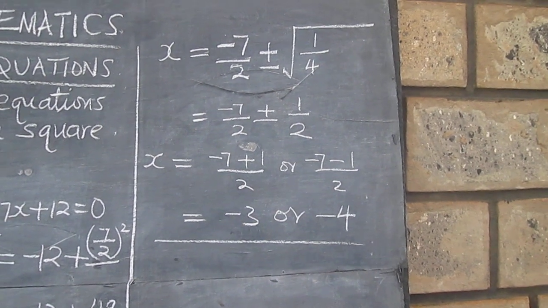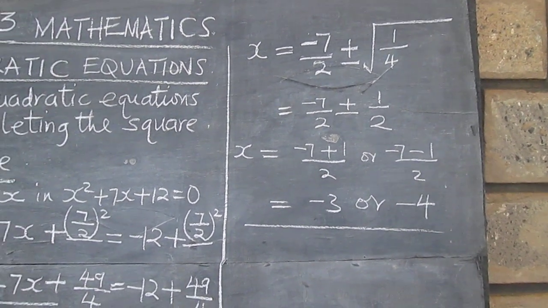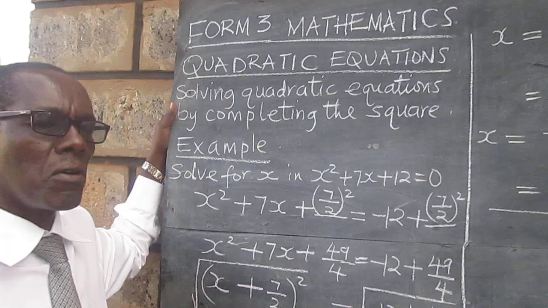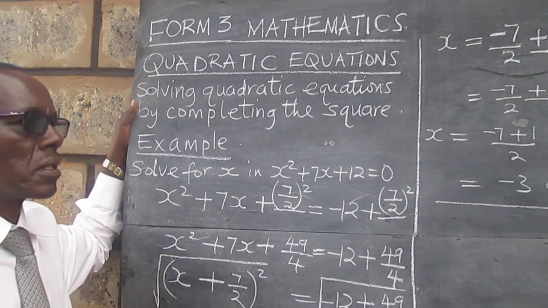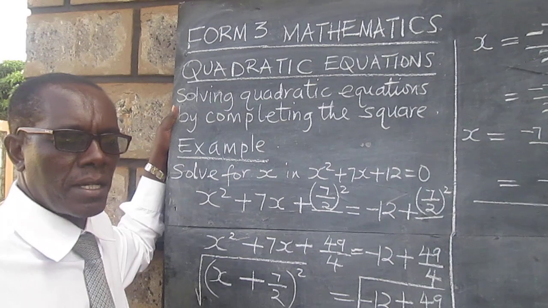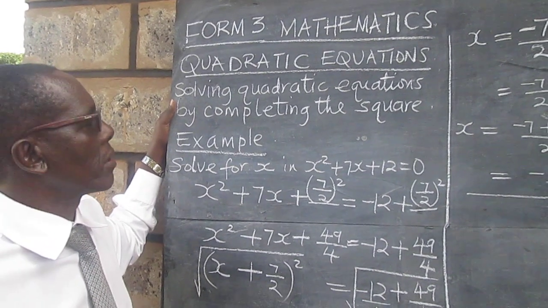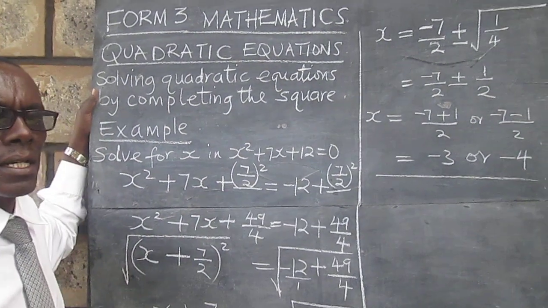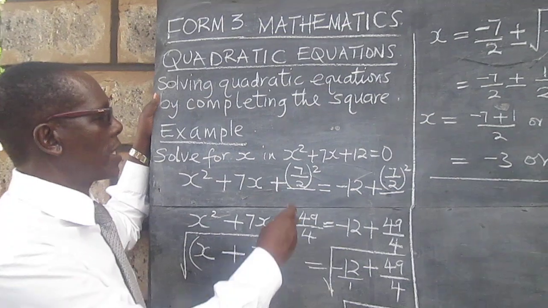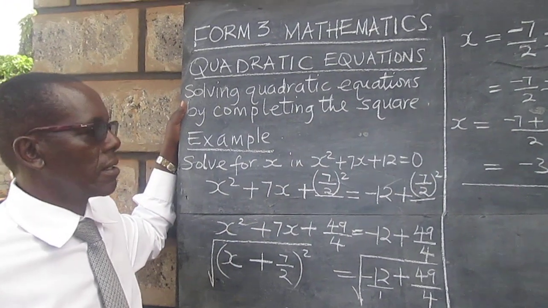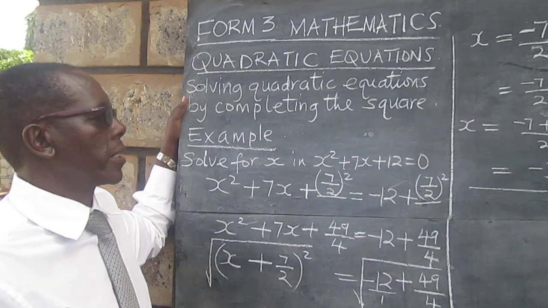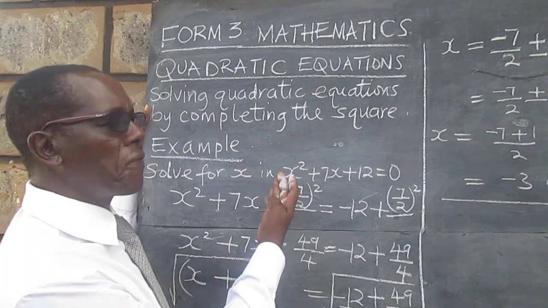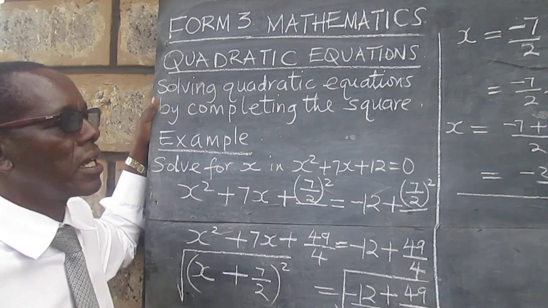We are going to stop there for now. In the next video, we will look at how to solve a quadratic equation by completing the square, where the quadratic equation has a coefficient of x squared greater than 1. In this case, the coefficient of x squared is 1. But in the next video, we'll move to where the coefficient of x squared is greater than unity.